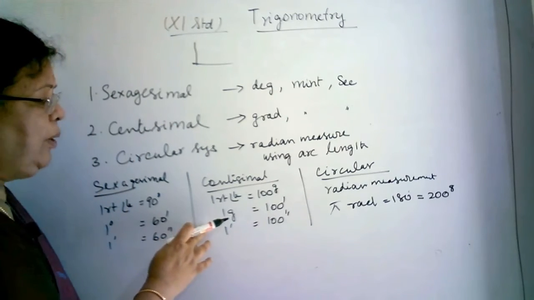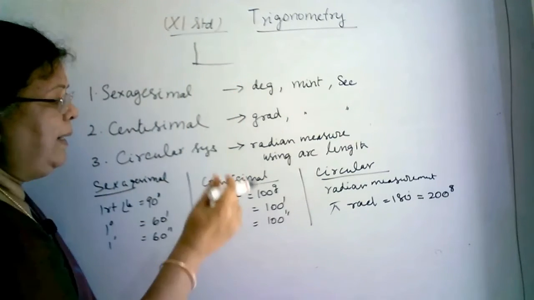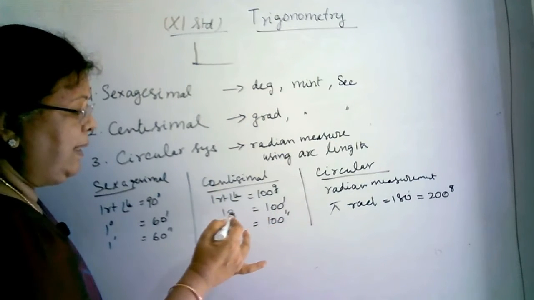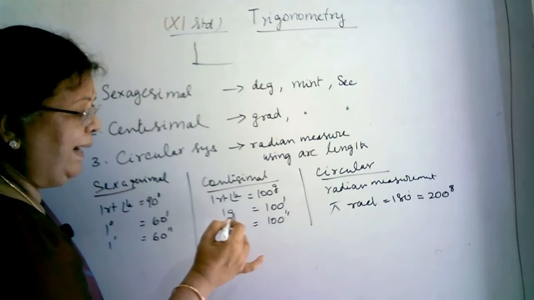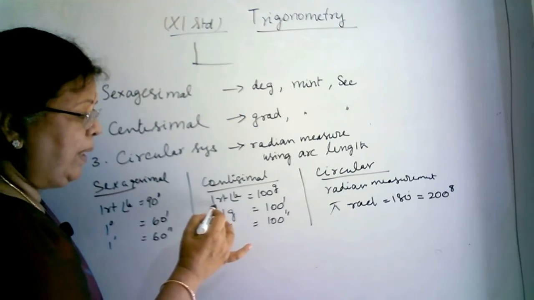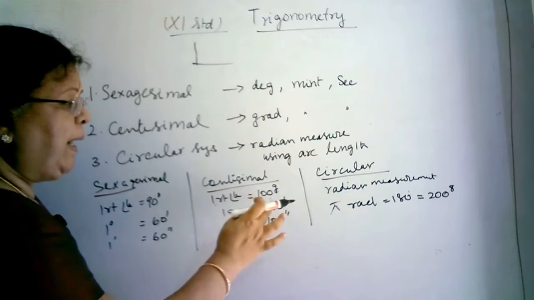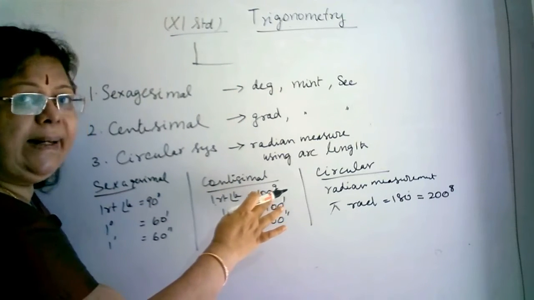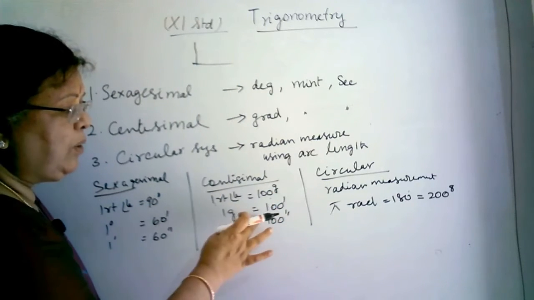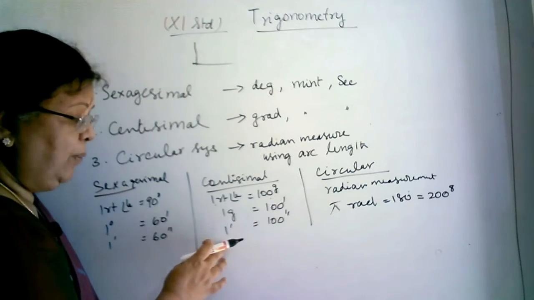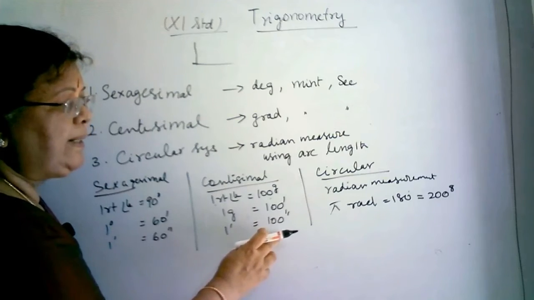In the second one, the same right angle is divided into cent, that is 100 units, and each is known as a grade. One right angle is divided into 100 grades. One grade is equal to 100 minutes, and 1 minute is equal to 100 seconds.